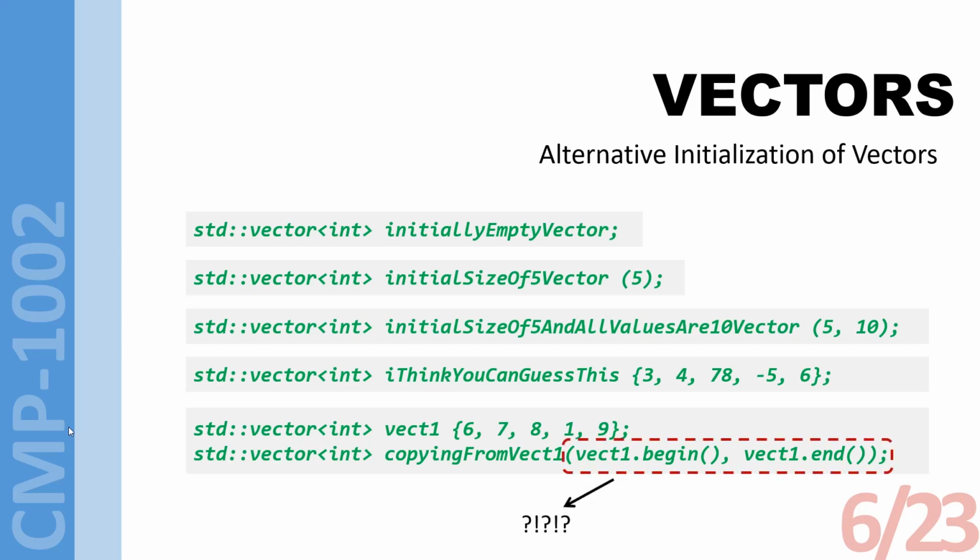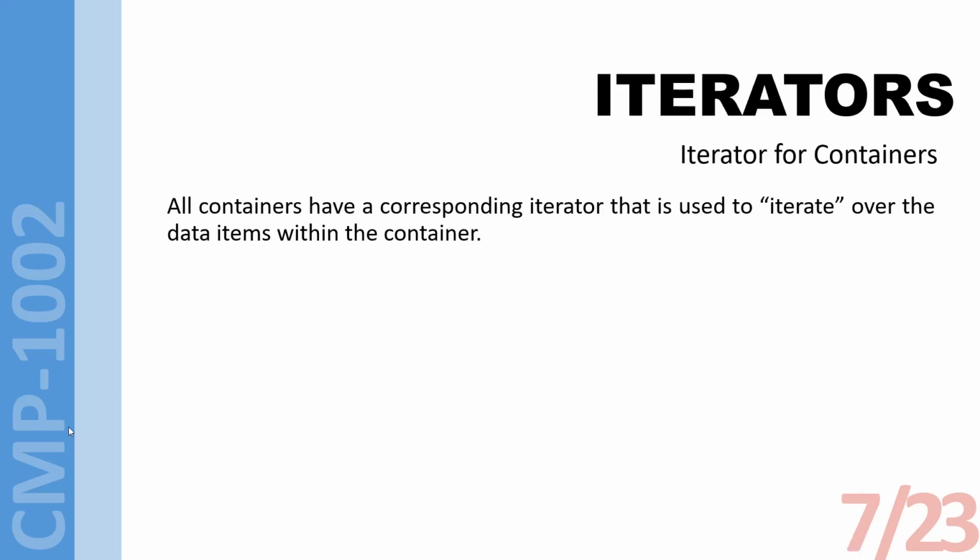Okay, what are these things? Because we haven't seen these things. I think it is clear from the names, from the beginning to the end of the vector. Just take all the items starting from the beginning and to the end. But what is this thing? Okay, these things are connected to what I will be calling an iterator.